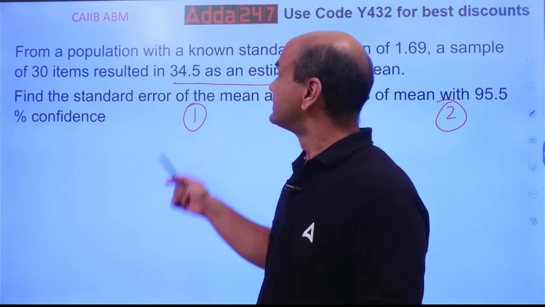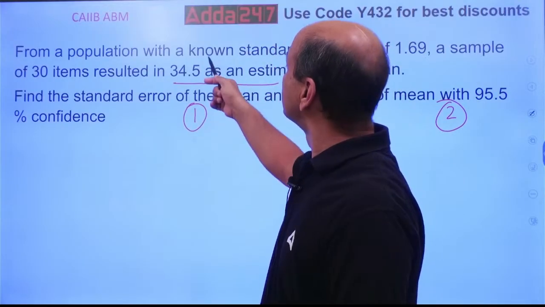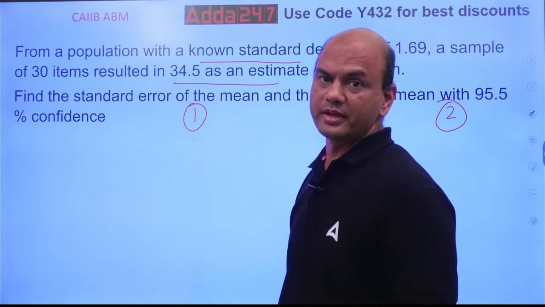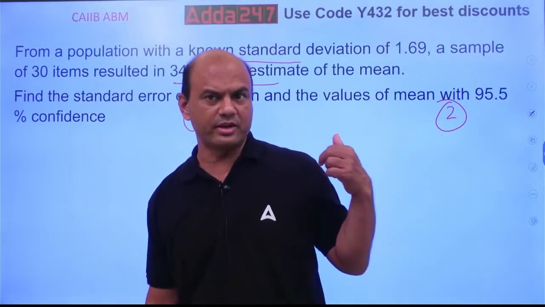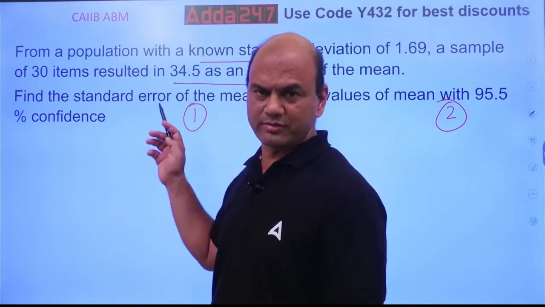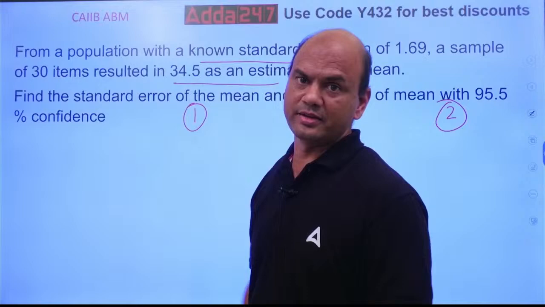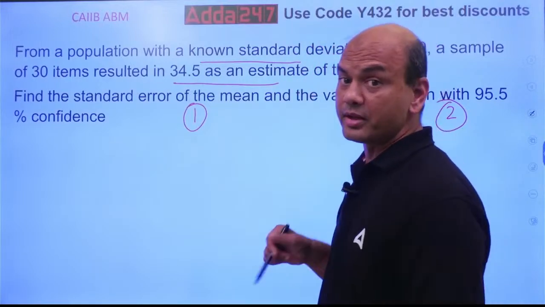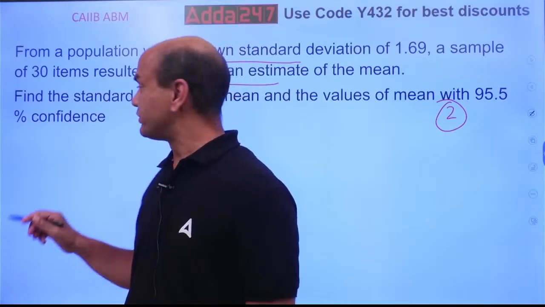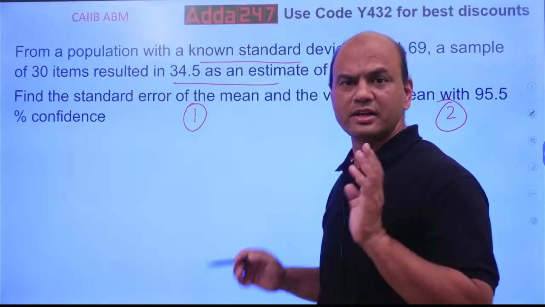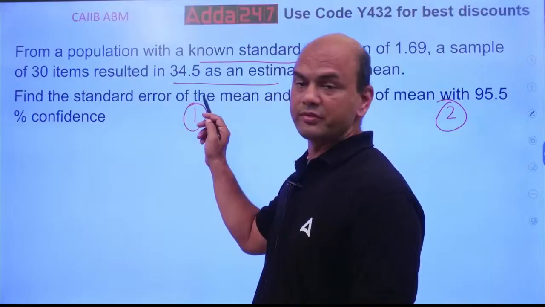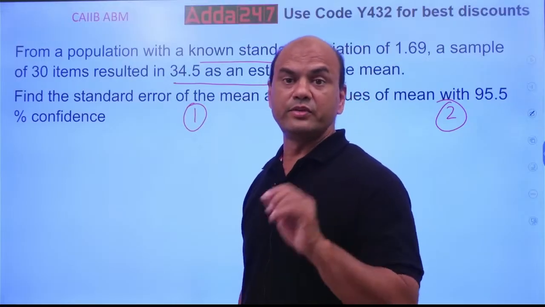See this, population with a known standard deviation. Here the problem is the population is unknown, infinite. Have they given that it is 500, 1000, 200, whatever figure? No. So it is infinite, and the standard error formula which you will apply will be of infinite population. First question is standard error, so focus on standard error.